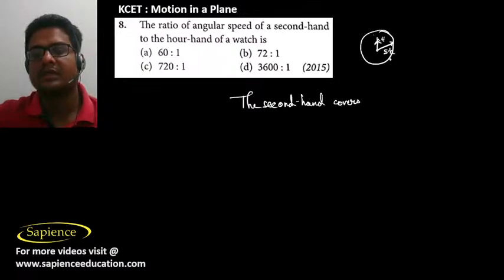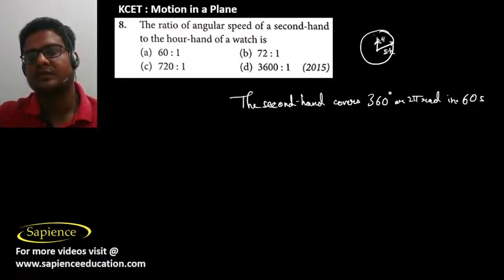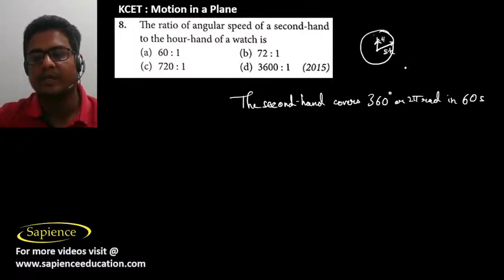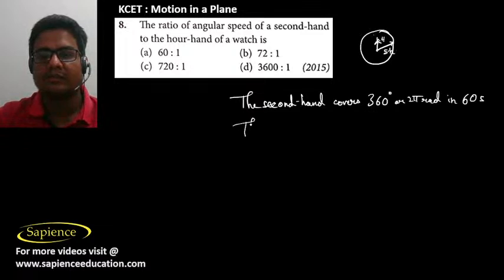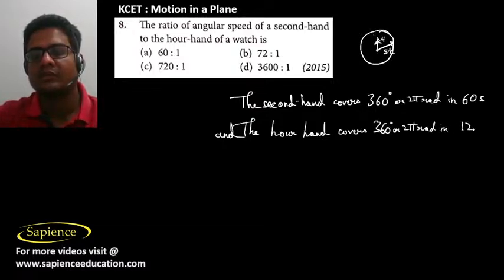So we know that the second hand covers 360 degree, or I can say 2 pi radian, in a time interval of 60 seconds, that is in 1 minute. Then the hour hand covers 360 degree or 2 pi radian in 12 hours.